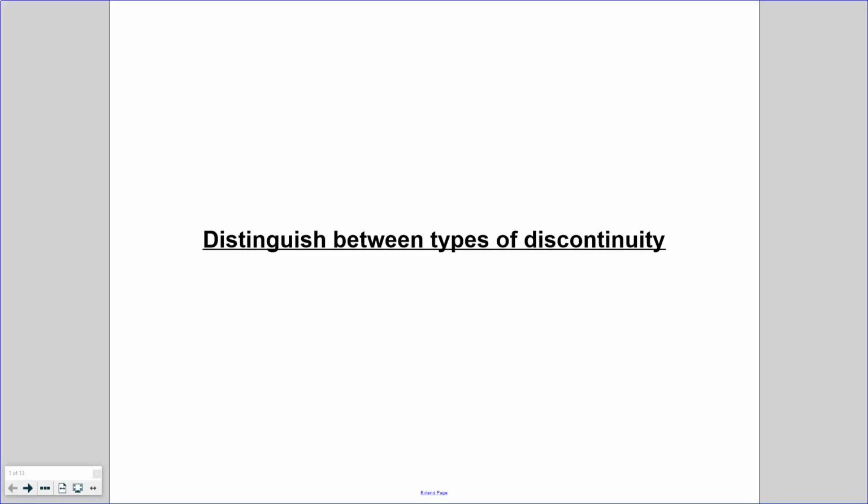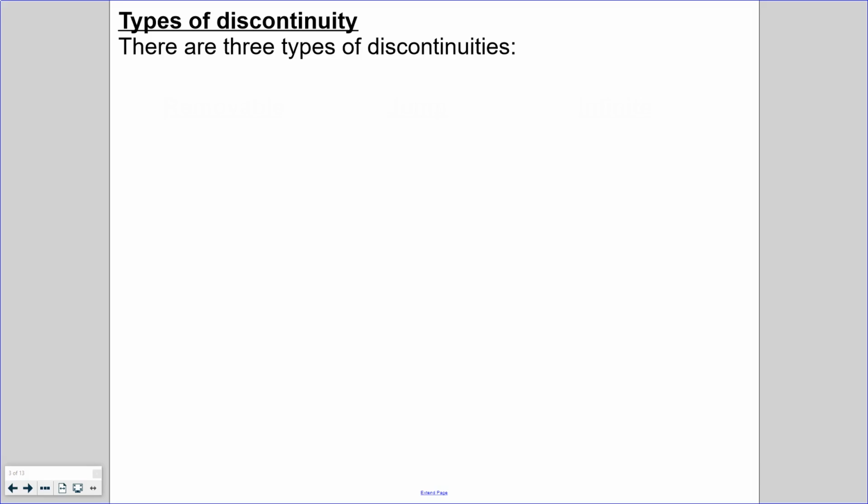Distinguish between types of discontinuity. So the first thing we need to review are the different types of discontinuities. There are three different types that we have reviewed before in pre-calculus, and those would be the removable, the jump, and the infinite discontinuities.